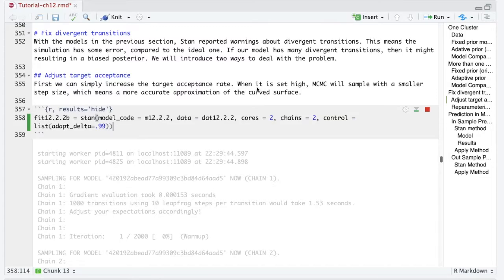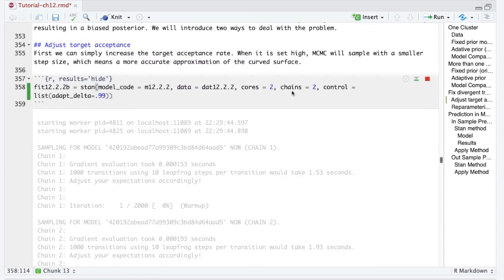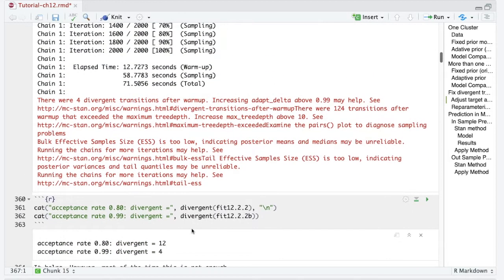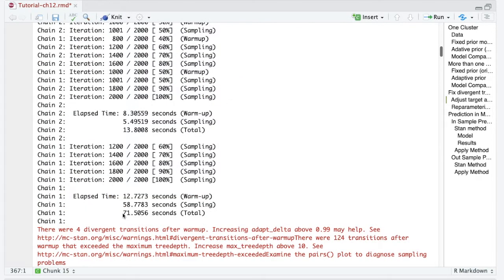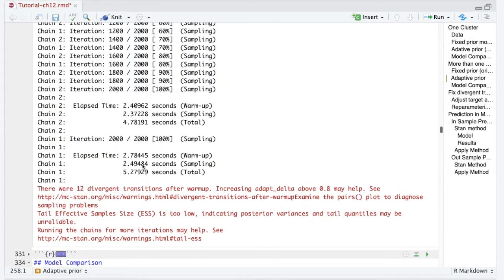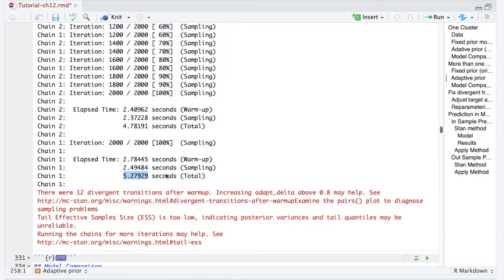When target acceptance rate is set high, MCMC will sample with a smaller step size, which means a more accurate approximation on the curved surface. Well, it does help. Divergent transitions drop from 12 to 4 by setting the acceptance rate to 0.99. There are 2 problems. Firstly, setting a very high acceptance rate will lead to a long running time for a Stan model. So here the total running time is 71 seconds, while the previous model, the first model, only takes about 5 seconds to do all the sampling.